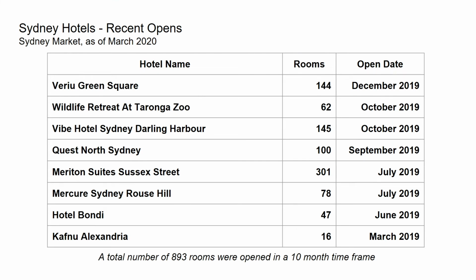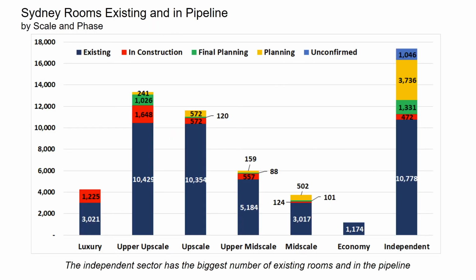This chart here shows the recently opened hotels, but in a really short time frame. So as you can see, the time goes from March 2019 to December 2019. This is just a 10 months time frame. And in this short time frame, there were about 900 rooms added to the Sydney hotel market.